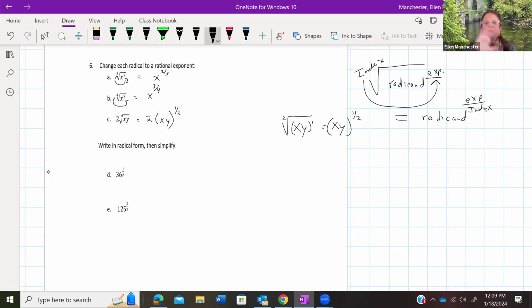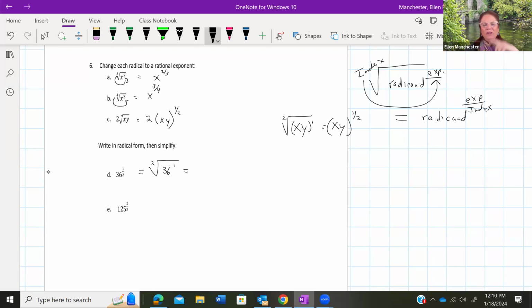Okay, now you have to get real comfortable going back and forth. If you're given a radical and it's telling you to write it as a rational exponent or a fractional exponent, they use both those terms, then you're going to do what I just did. Bring your index right underneath and it becomes an exponent. Or you have to go in the opposite direction. So this is 36 raised to the 1/2, which is the same as the square root of 36 to the 1st power. Okay, so you need to be able to go back and forth, back and forth, back and forth. And you're going to get so good at this that it's going to be second nature to you.